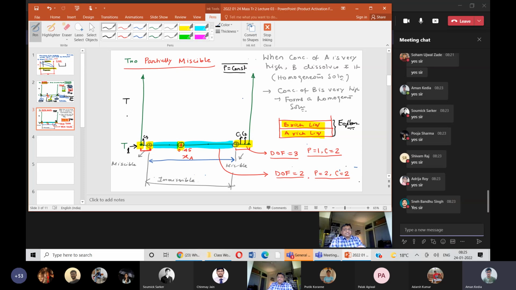Now, what about this section, this immiscible part? Here, let's say we take this point, P1. We take this point, P2, or these 3 initial compositions, which are mathematically given by P1, P2, P3. And here, the degree of freedom turns out to be 2. Can anybody tell what it actually means to have 1 less degree of freedom? Adrija?